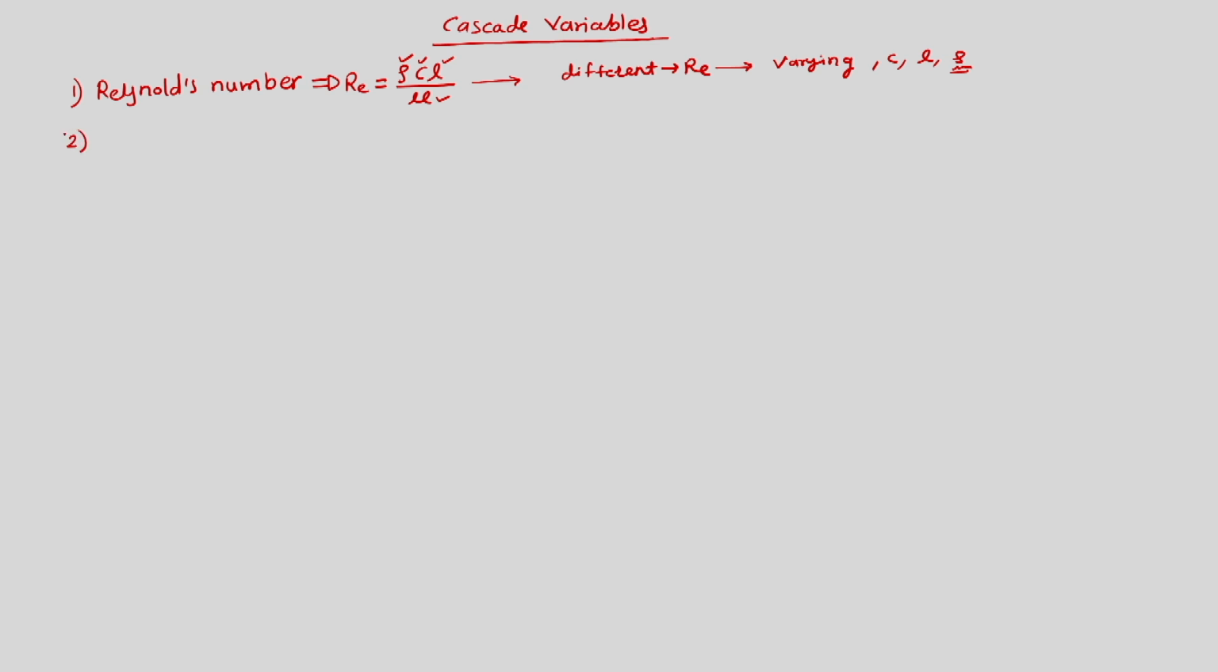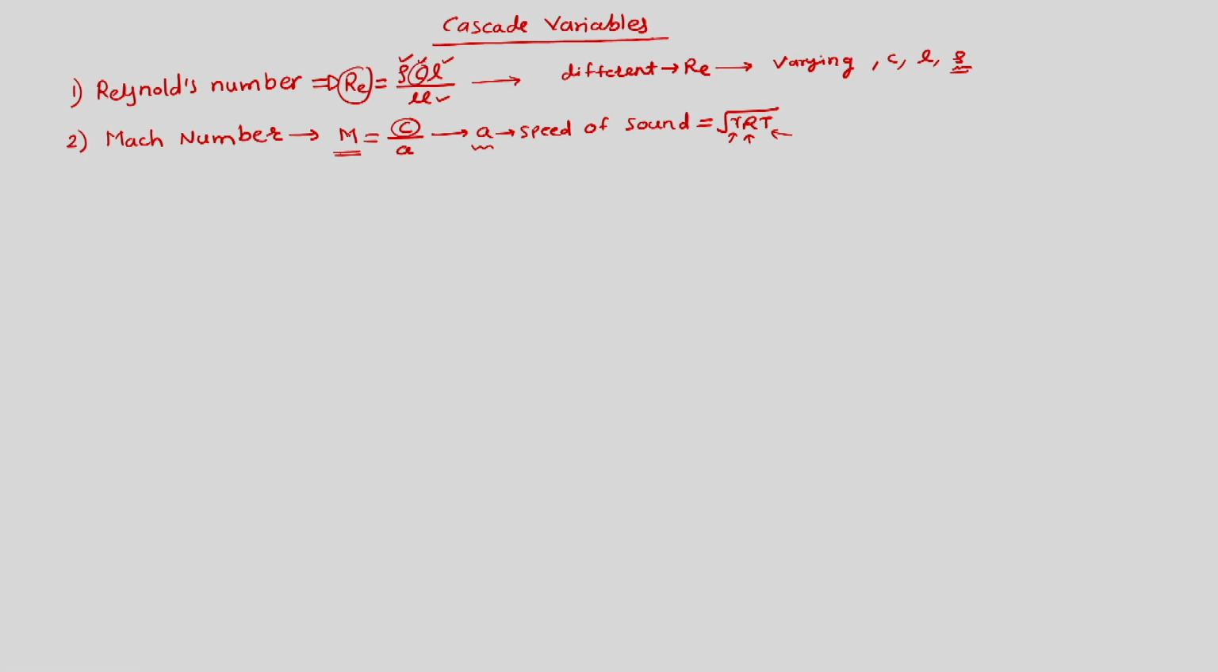So, the second variable is Mach number. Mach number by definition is M equal to C by A, where A is the speed of sound and it is equal to square root of gamma R T. Gamma is the specific heat ratio, R is the particular gas constant, and T is the temperature at which we are finding out the A. Now, as we see, Mach number involves C, Reynolds number also involves C.